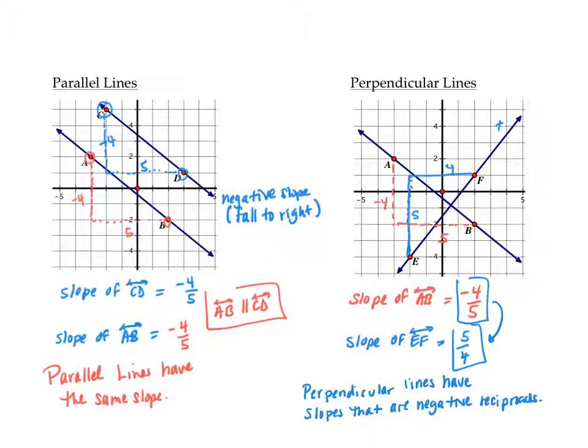Okay, so if you want to prove that two numbers are negative reciprocals, you can multiply them together and simplify. So if we multiply -4/5 times 5/4, we get -20/20, and it reduces to -1. That's just a way to prove that they are indeed negative reciprocals.